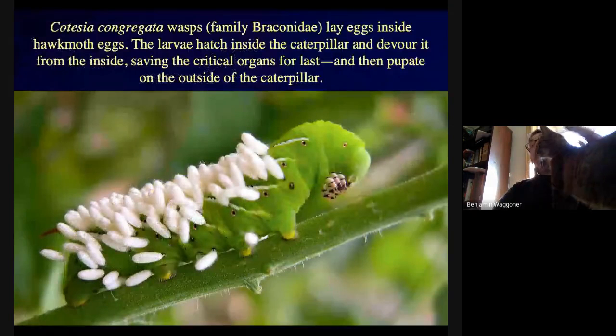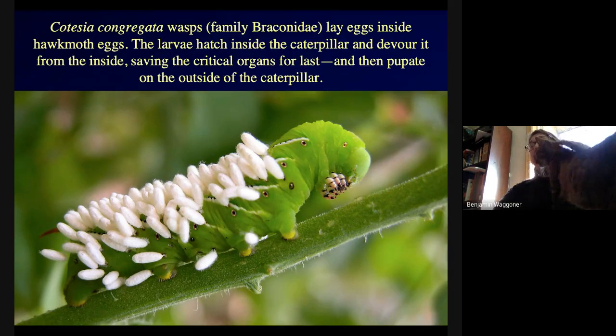And this is what wasps in the family Braconidae do to it. This is Cotesia congregata's work. The adult wasps, which are just a couple millimeters in size, will lay their eggs inside the eggs of the hawk moth. The larvae hatch inside the caterpillar, and they'll start eating it from the inside. Somehow they know to save the critical organs for last. And once they're mature, by this time the caterpillar is pretty much a shriveled husk, and it's definitely never going to become a moth. They form these pupae on the outside of the caterpillar.